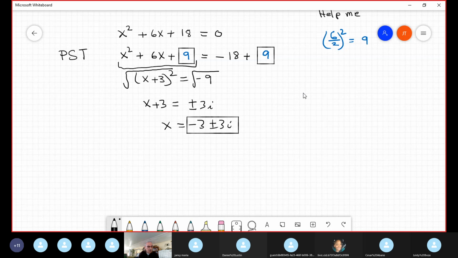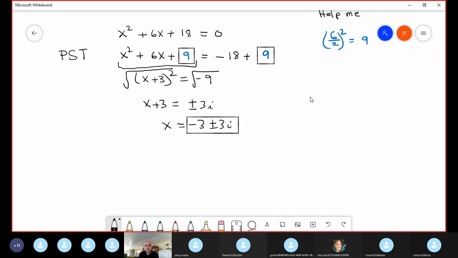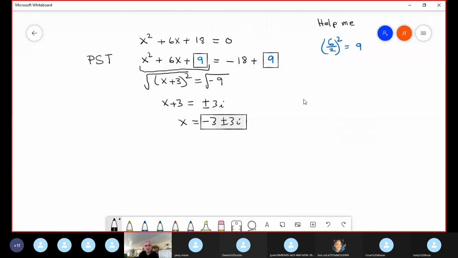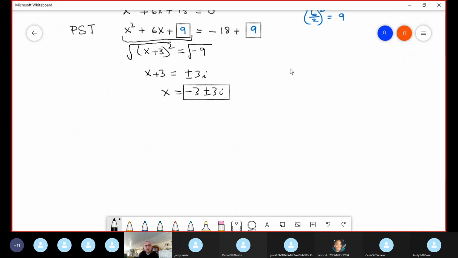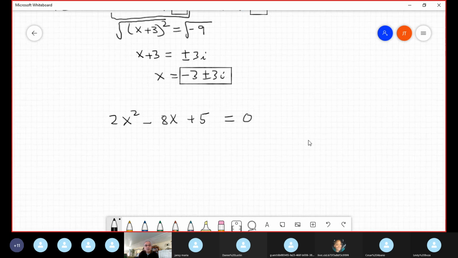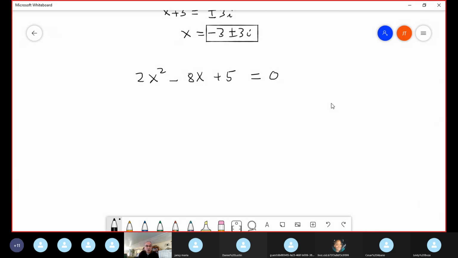I want to explain another example, a little bit more complicated. Because the example I explained now is relatively easy when the coefficient in front of the quadratic term is 1. But see, the coefficient in front of the quadratic is not 1. Suppose this example: 2x squared minus 8x plus 5 equals 0. In this case, the coefficient in front of x squared is 2, not 1. So, okay, we can do something a little bit similar, but a little bit different.